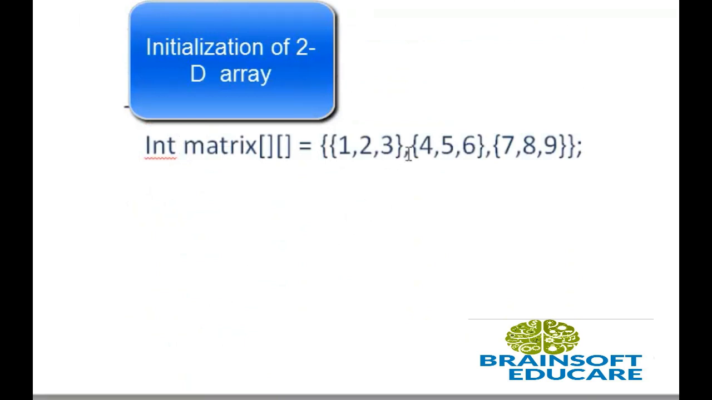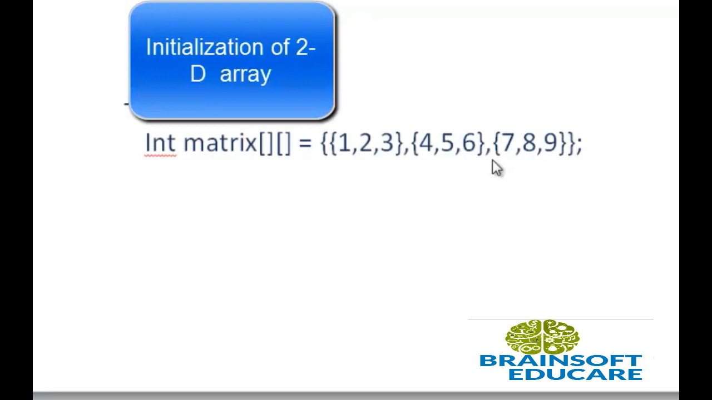Here in this example we have a 3 cross 3 matrix. This is a two-dimensional matrix. In our first row, the values are 1, 2, 3. In the second row, the values are 4, 5, 6. And in the third row, the values are 7, 8, 9. All these values must be enclosed in curly braces.